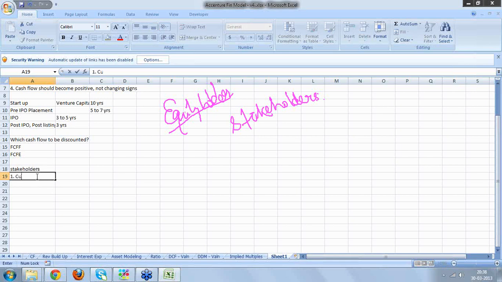The first one is the customer. Whose life is impacted by my company? So the first one is customers. Second one is suppliers. They are also impacted by how my company is doing. My own employees. Then come lenders. Then comes government. And then comes my own shareholders. So this is the pecking order.